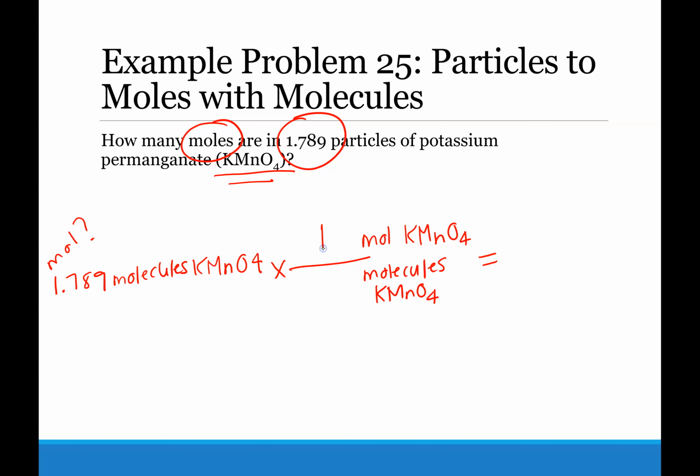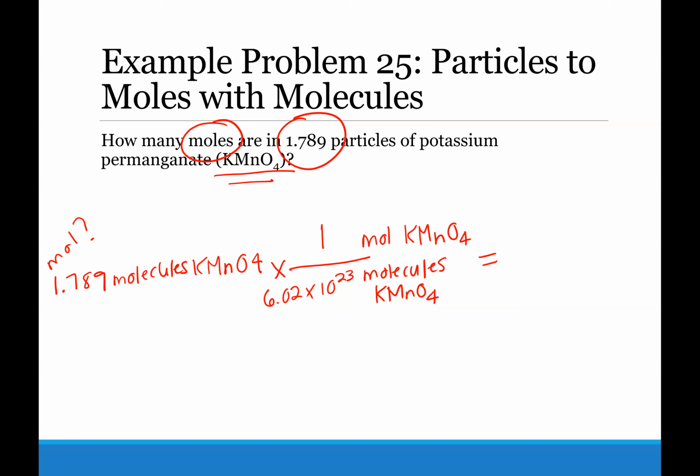So in 1 mole, there is always 6.02 times 10 to the 23rd molecules, particles, atoms of whatever you're looking for. So in this case, it's KMnO4. So there's no need to do molecular weight calculations when you're going from moles to particles, atoms, or molecules, or when you're going from molecules, atoms, or particles back to moles. No molecular weight calculations at all.